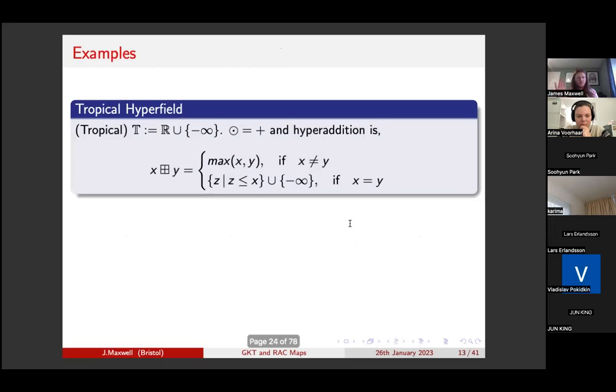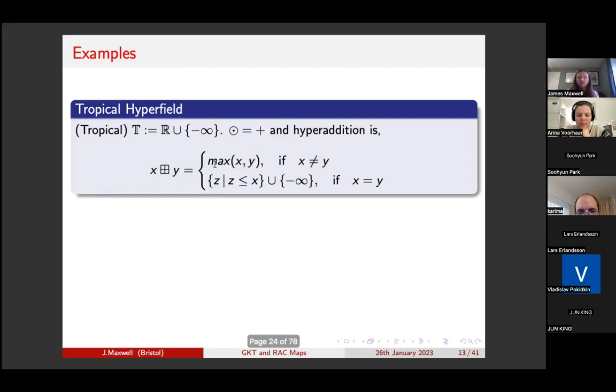So I'm going to give you some more examples now, rather than bog down with precise definitions, because I don't think that's necessarily productive. So this is the tropical hyperfield. This is one of the main reasons there's this connection between tropical geometry and hyperfield theory. We have that the ground set is R union negative infinity, and our tropical multiplication over the hyperfield is the standard addition of the real numbers. But we have this quirky definition of hyperaddition.